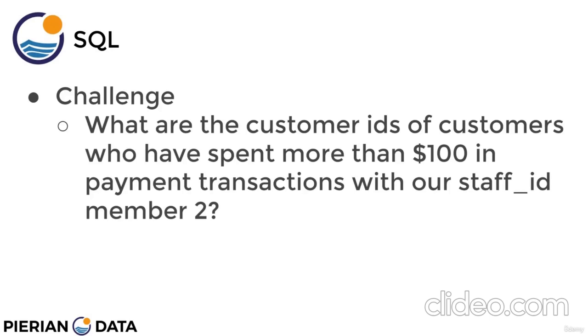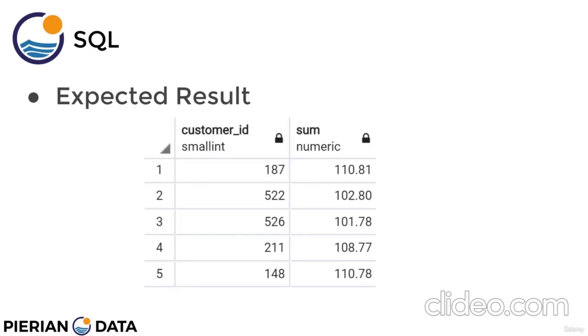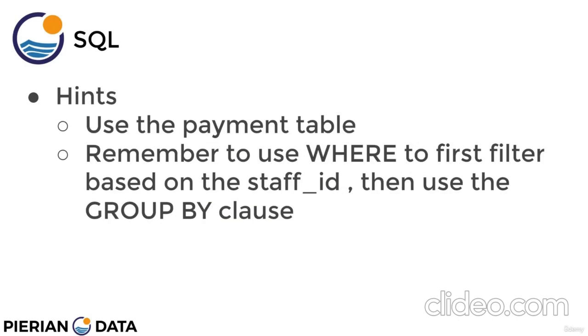Here comes the expected result. So there should be only 5 customers that have done this, and then here's the associated sum. So they're all over $100 here. Upcoming are some hints. The hint is to use the payment table and to remember to use the WHERE statement to first filter based on the staff ID column and then use the GROUP BY clause.